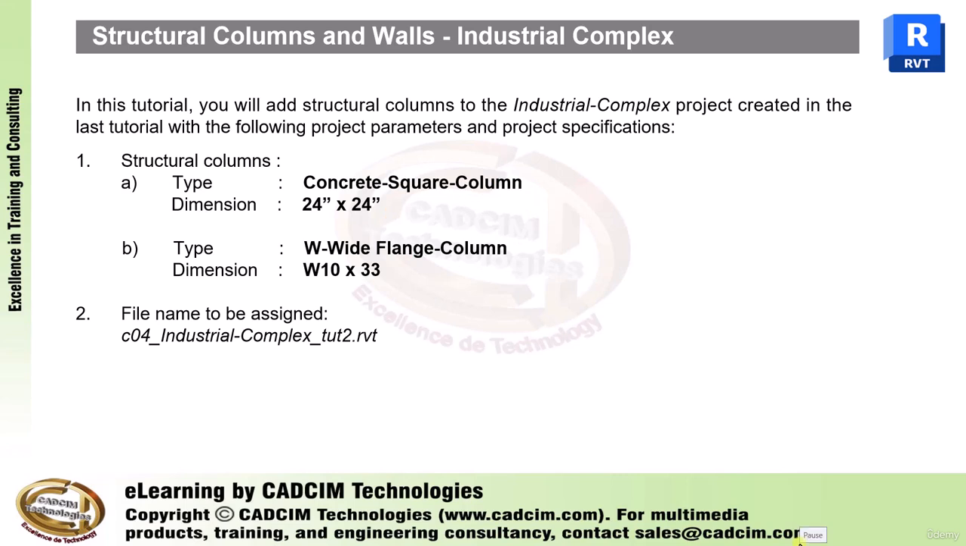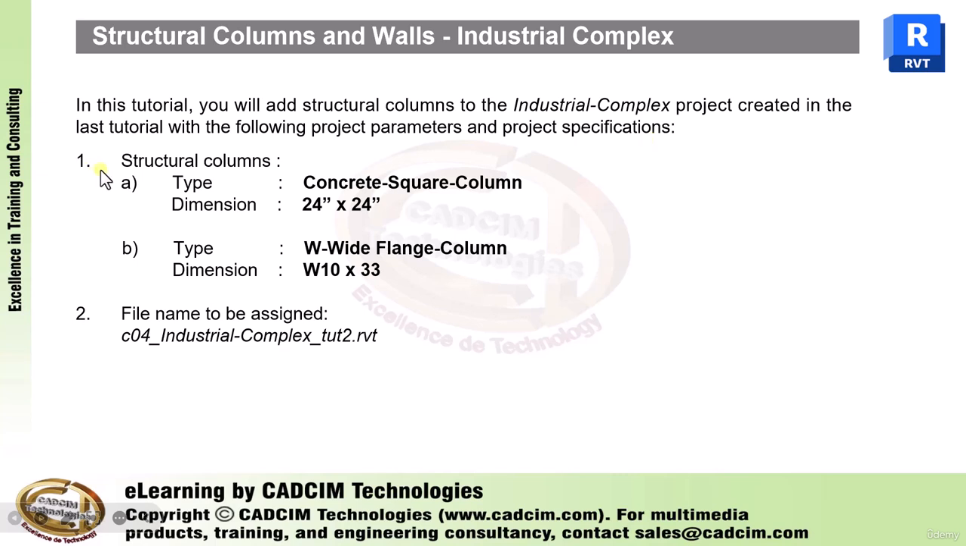In the last tutorial, we had learned how to set the project information and project location, modify existing levels and add new levels, add grid lines, resizing and renaming the grid lines. Now, in this tutorial, you will add structural columns to the industrial complex project created in the last tutorial with the following project parameters and project specification.